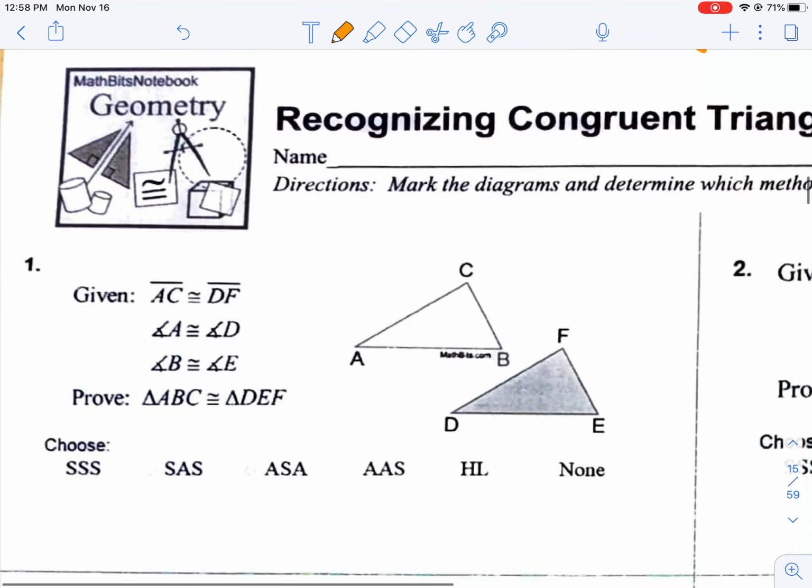So on page 13, remember our strategy. When we're trying to prove something, we're going to start with our given.